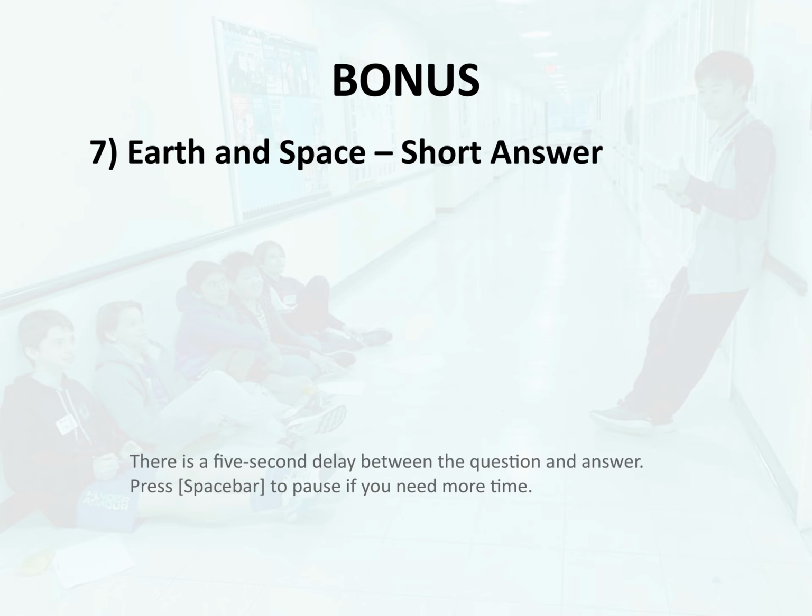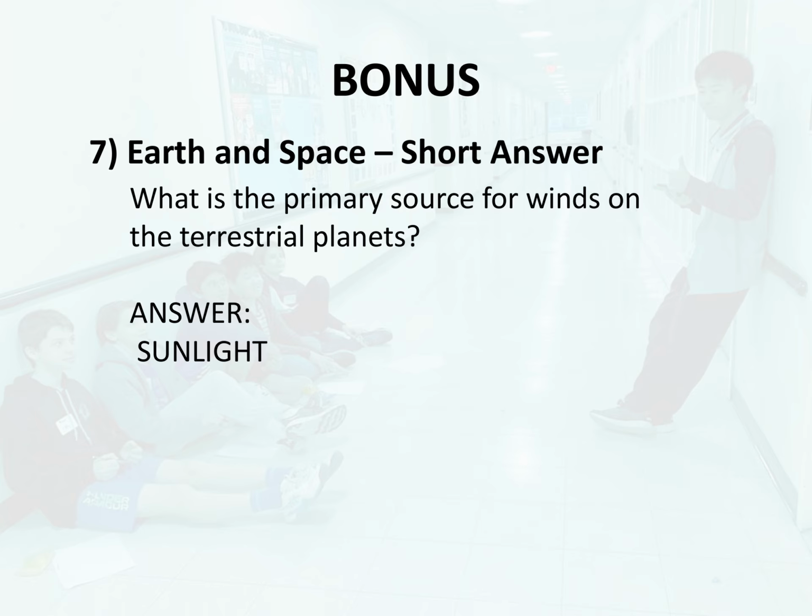Bonus 7. Earth and space, short answer. What is the primary source for winds on the terrestrial planets? Answer: sunlight.